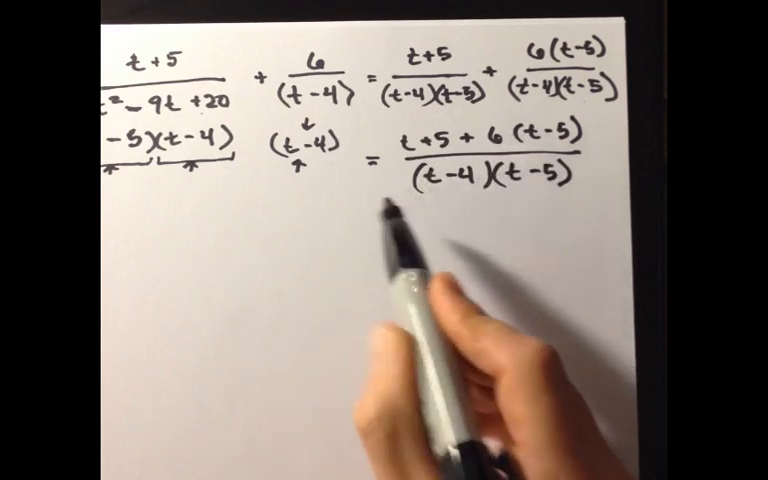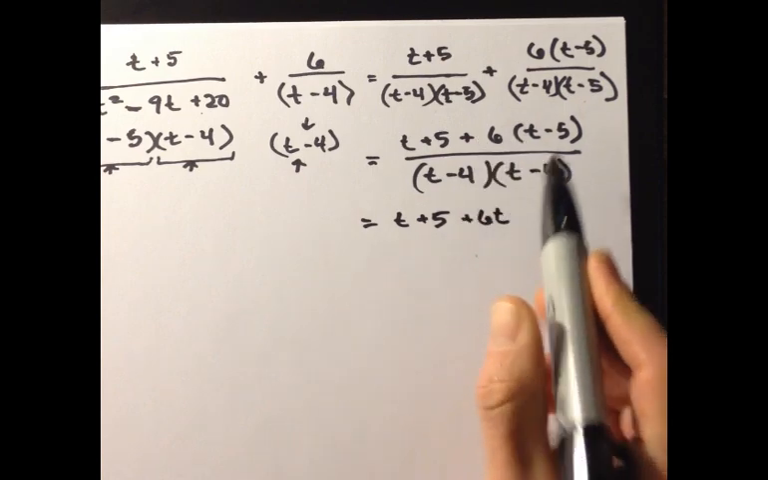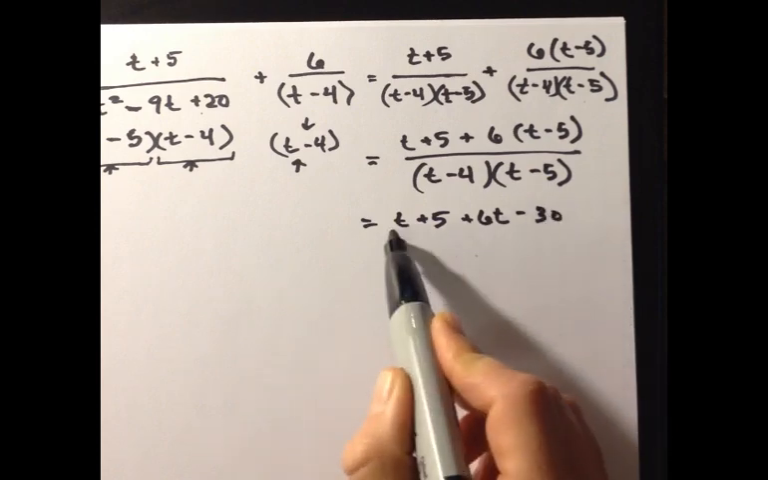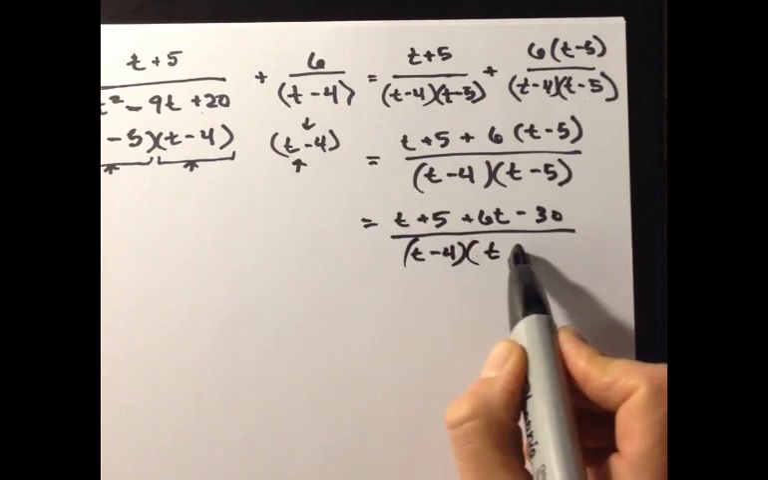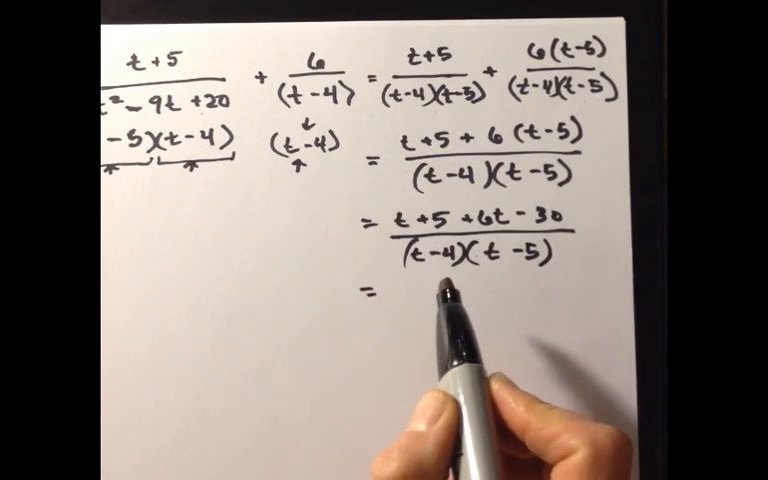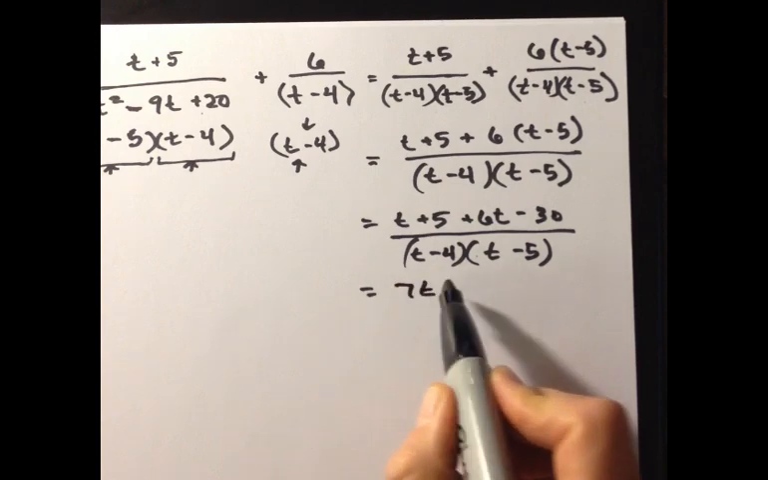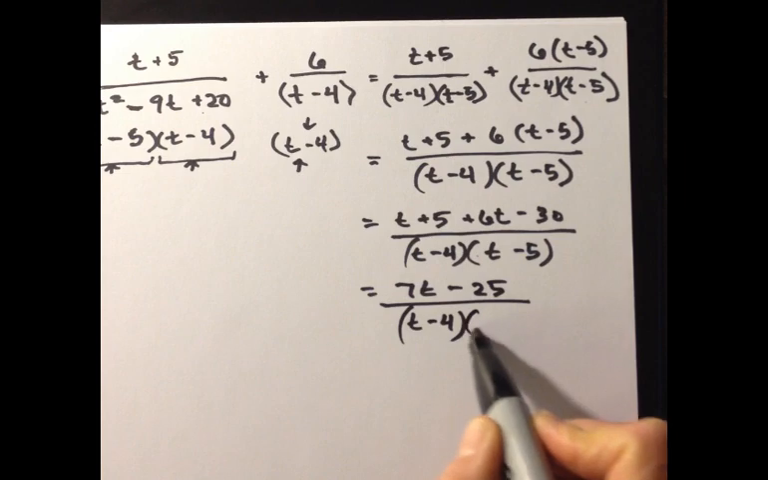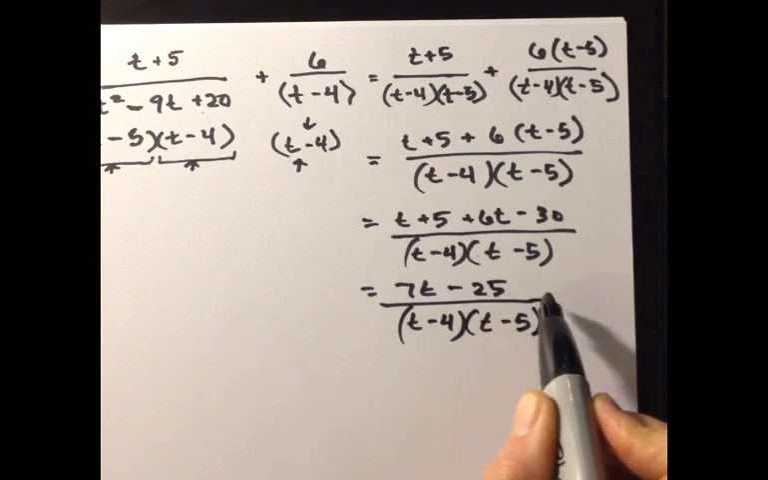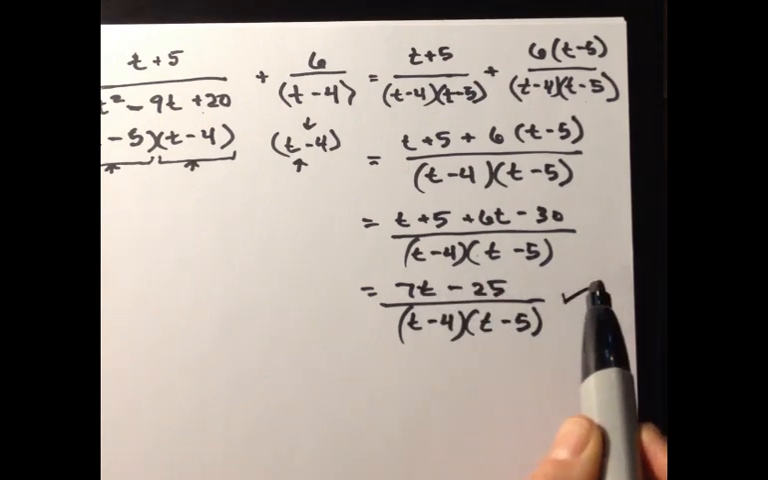I can multiply this out and combine like terms. So I have t plus 5, and then 6 times t minus 5 gives me 6t minus 30, all over, again, t minus 4 times t minus 5. And I can combine like terms at this point, which gives me 7t. Plus 5 minus 30 gives me a minus 25, all over t minus 4 times t minus 5. None of these factors are in common. None of them can be factored down any further. That's as simple as the expression gets, and we're done.